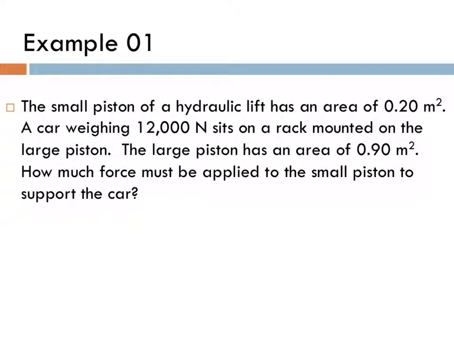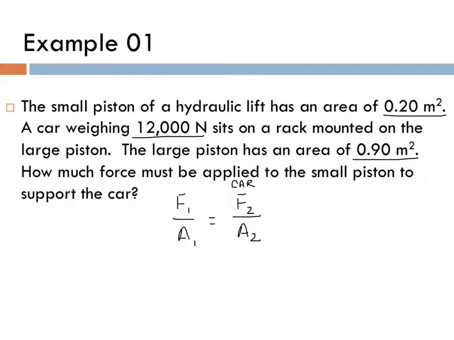So this first example is pretty straightforward. It says a small piston of a hydraulic lift has an area of 0.2 meters squared. A car weighing 12,000 newtons sits on a rack mounted on a large piston. The large piston has an area of 0.9 meters squared. How much force must be applied to the small piston to support the car? So again, we have the force applied over the area applied to is equal to the force that we have to support over the area in which that force is being applied. In this case, this would be the car.